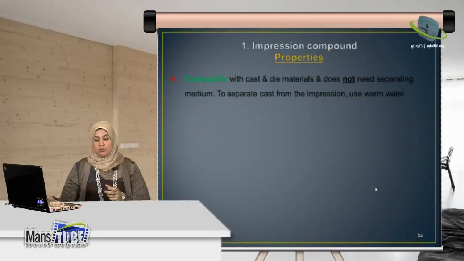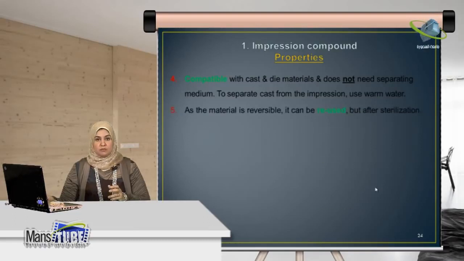The material is compatible with the cast and die materials, so it doesn't need any separating medium before pouring the cast. And after pouring the cast, we can separate the impression from the cast only by some warm water. As the material is reversible, it can be reused, but of course after sterilization.